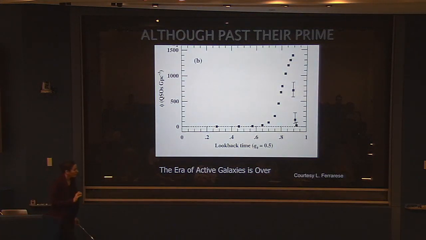The quasar period is over. If you look at the space density of quasars as a function of look-back time, this is the present day, and this is well into the past, you find that now there aren't really many quasars around, these accreting bright objects that I was talking to you about. Most of the black holes are dead by the present day.